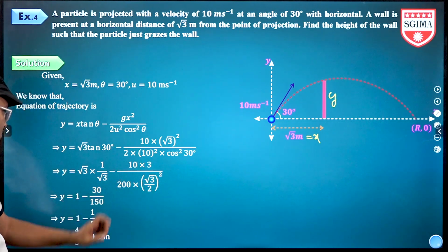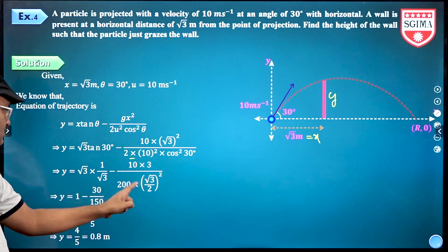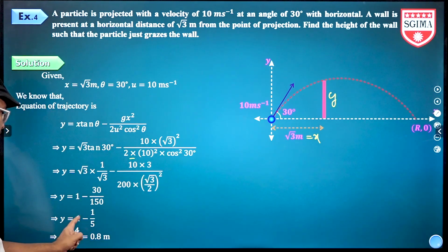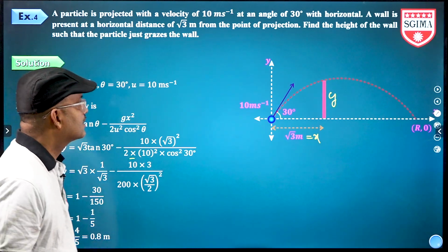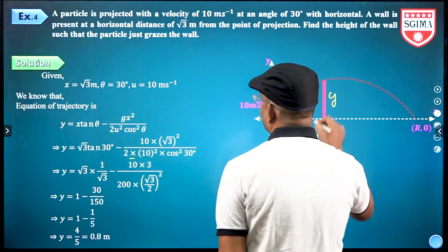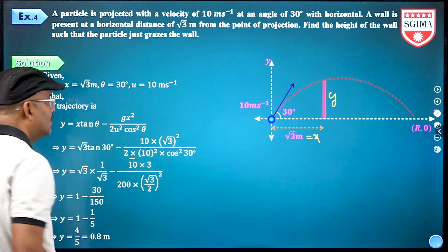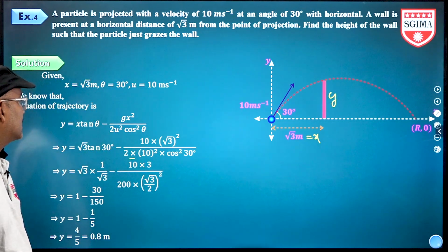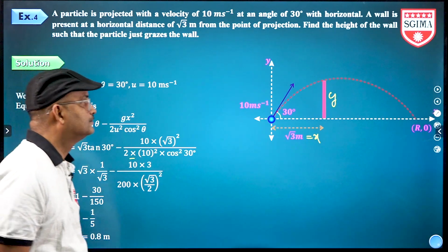So, I am simplifying this one. So, I am getting this 30. Root 3 will cancel 1. So, this value is 150. I got 1 minus 1 by 5. y is equal to 4 by 5, that is equal to 0.8 meters. So, the wall height can be calculated by just applying the values here by using this formula, y is equal to x tan theta minus g x square by 2 u square cos square theta.